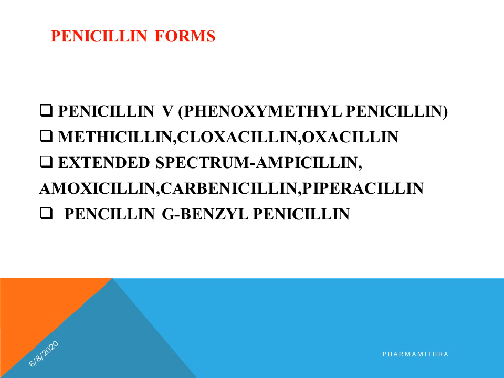Going to the penicillin forms, there are different forms of penicillin available. Penicillin V, that is phenoxymethyl penicillin, is acid stable and penicillinase susceptible. Next are methicillin, cloxacillin and oxacillin. These three forms are penicillinase resistant. Next is the extended spectrum: ampicillin, amoxicillin, carbenicillin and piperacillin. Among these, ampicillin's absorption is decreased when food is present. Next form is penicillin G, that is benzyl penicillin, which is acid labile and penicillinase susceptible.